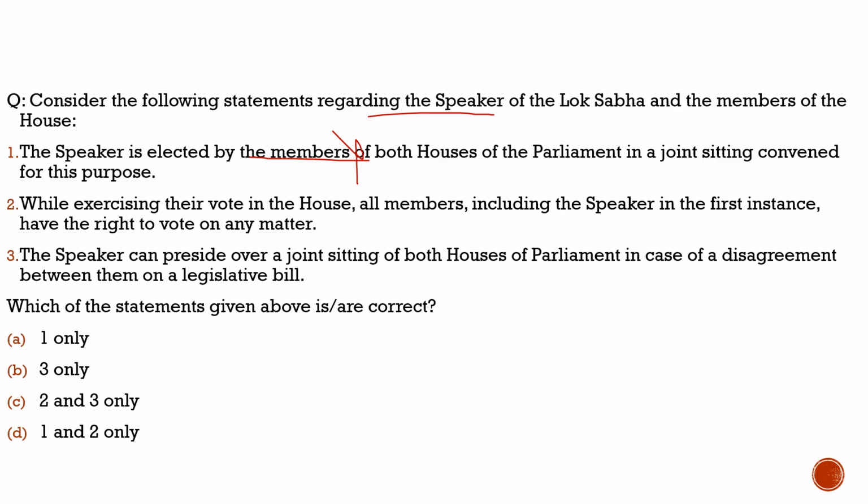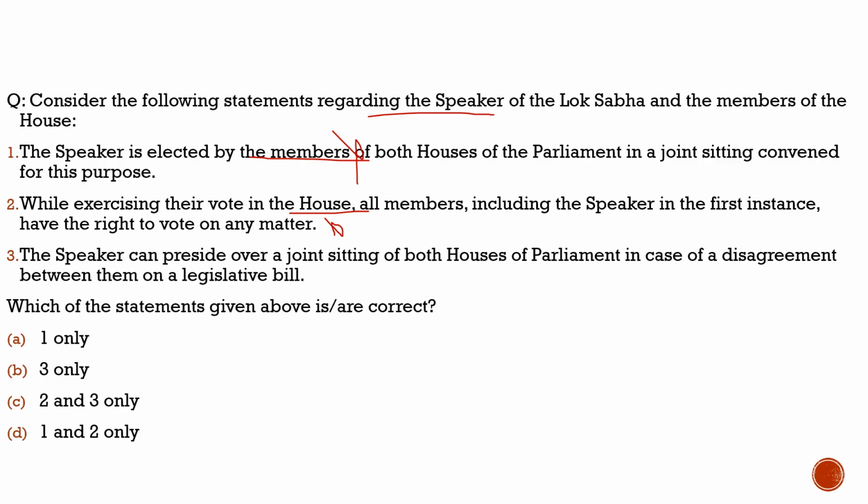Second statement: please do remember that while exercising their vote in the House, all members, including the Speaker, in the first instance have the right to vote on any other matter. Totally incorrect. We had discussed this. The Speaker has the casting vote, not the first instance. So the second statement is incorrect. The Speaker breaks the tie.